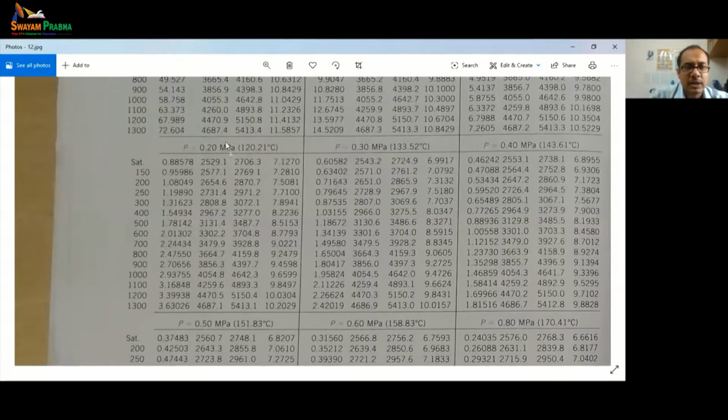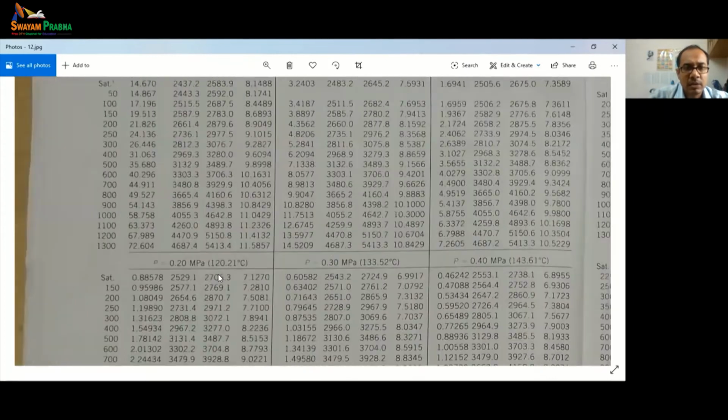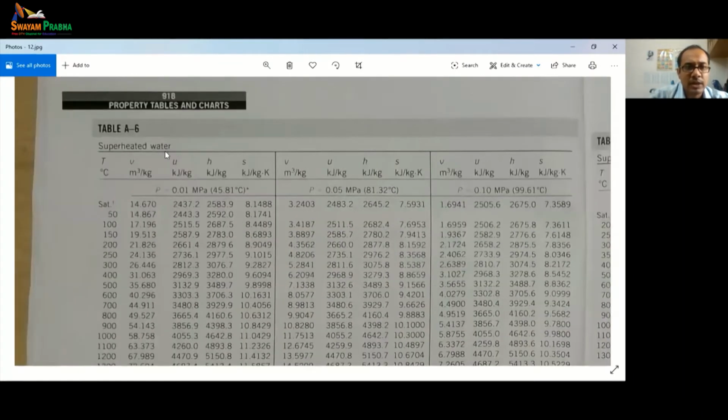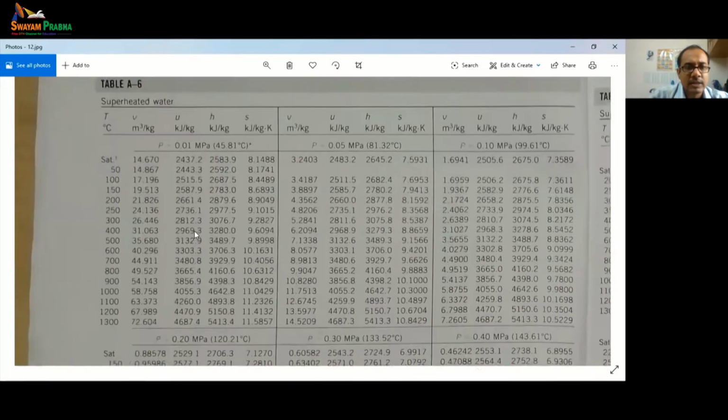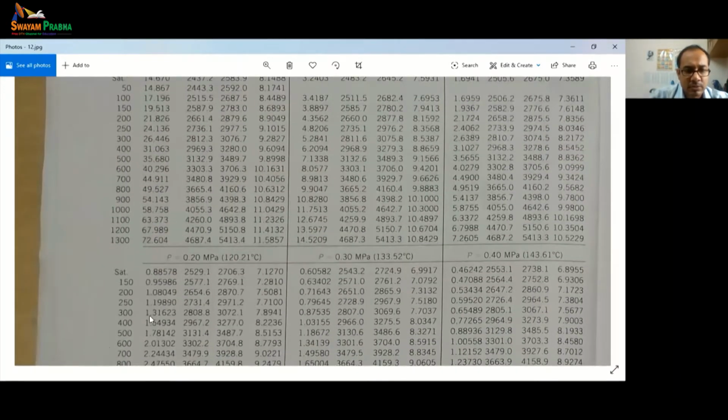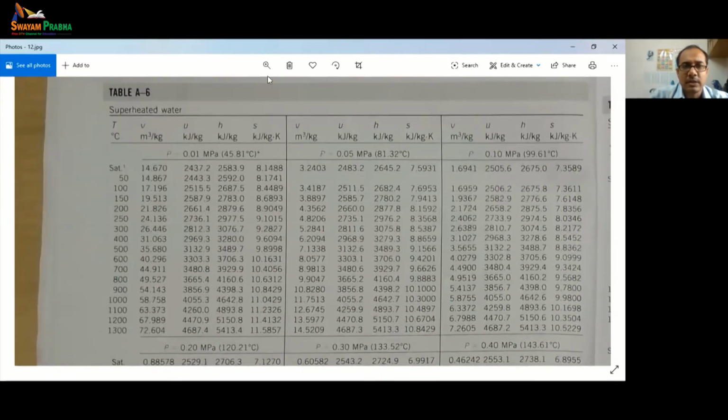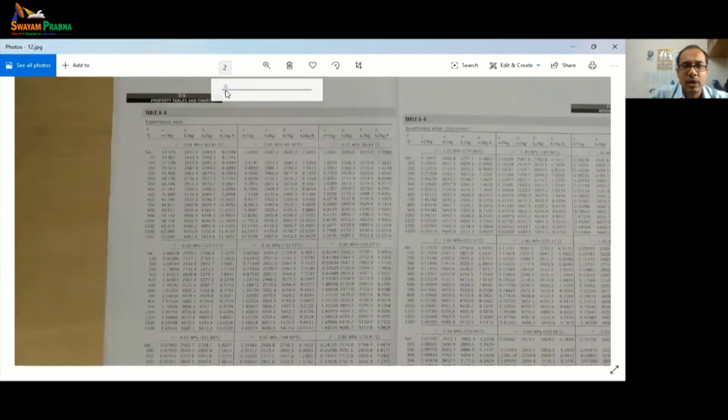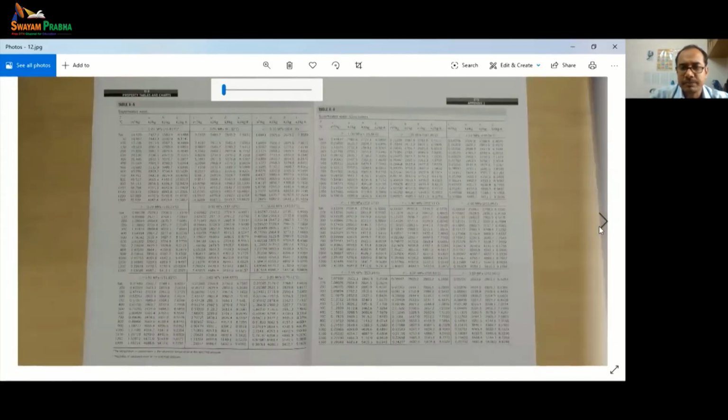Here we see the third column corresponds to internal energy, and the second column is specific volume. So the specific volume we get is 1.31623 meter cube per kg, and the internal energy that we also require, because we have to find the difference in internal energy for the whole process, is 2808.8 kilojoule per kg. So these we look up and go back to the problem.